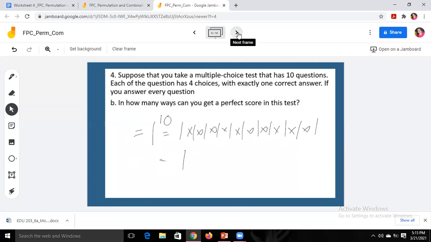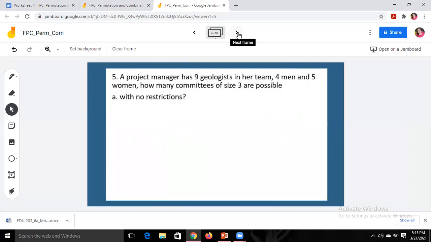Okay, next problem. A project manager has 9 geologists in her team, 4 men and 5 women. How many committees of size 3 are possible? Okay, so take note dun sa 9 geologists. Meron tayong 4 na men and 5 women. Okay, so no restrictions, ha? Magpo-form tayo ng committee of 3 members.